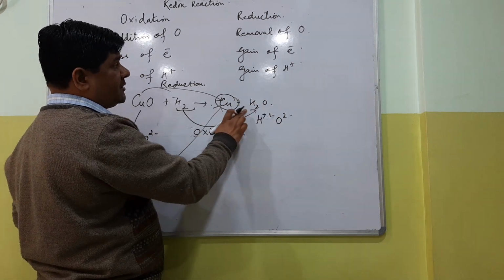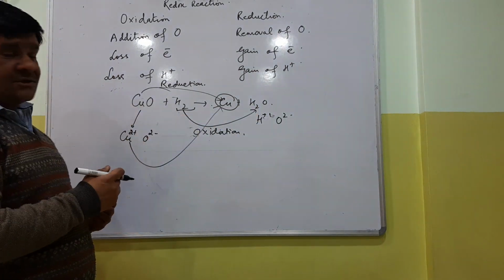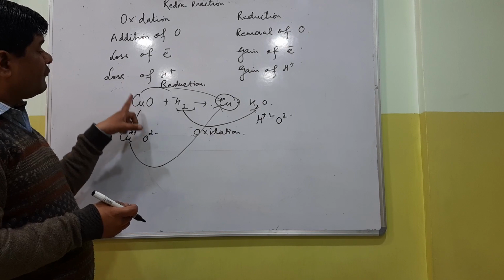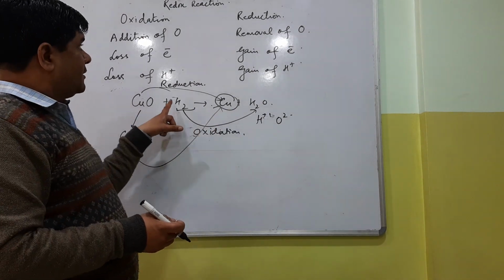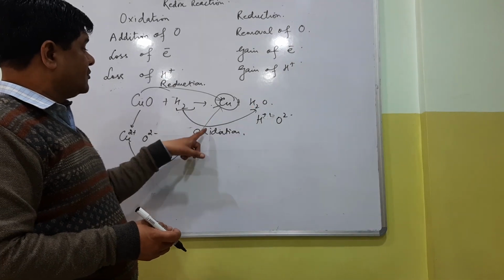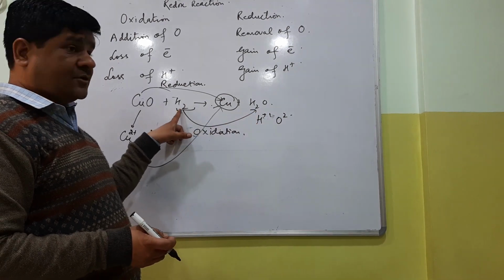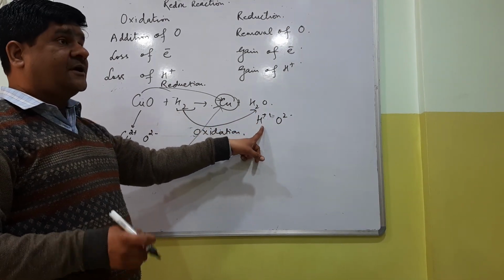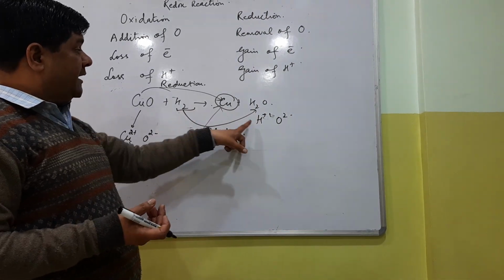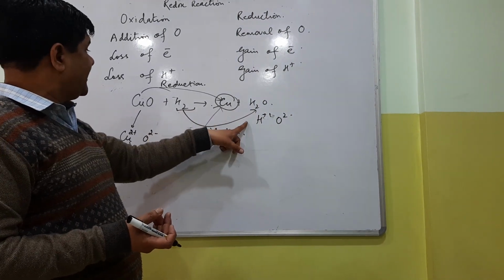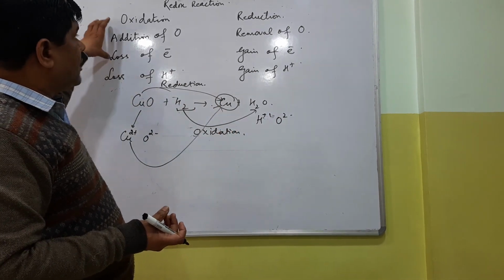But here hydrogen is losing electron, and losing of electron is known as oxidation. So gaining of oxygen by hydrogen to water, gaining of oxygen is known as oxidation, and loss of electron, because electrons are being lost. Hydrogen is neutral, but now it is converted to H positive ion, so it is forming protons. It is losing electrons, so loss of electron or gaining of oxygen is known as oxidation.